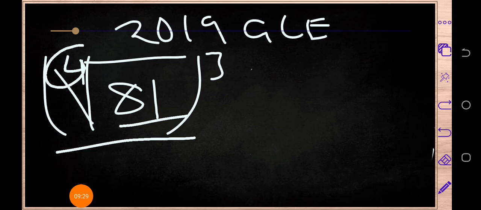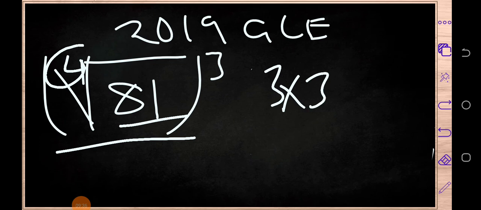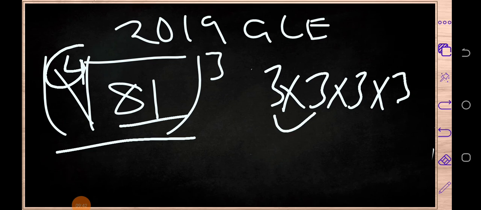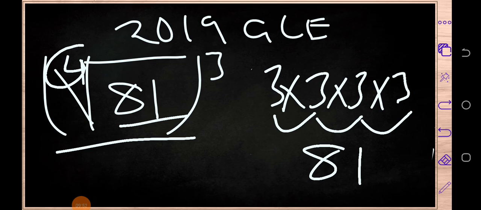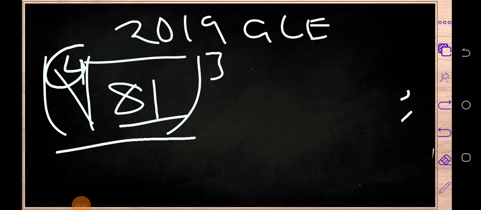Okay, what about 3? Let's try 3 times 3 times 3 times 3. Okay, 3 times 3, the answer is 9. 9 times 3, the answer is 27. 27 times 3, the answer is 81. So in this case, 3 will be our answer.